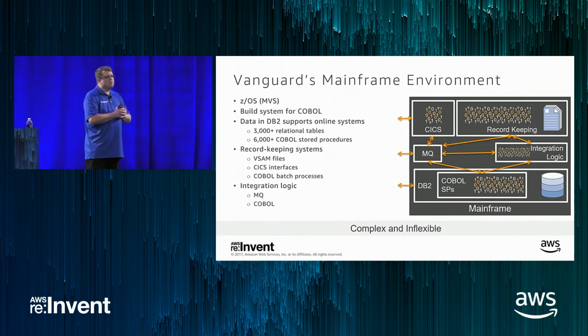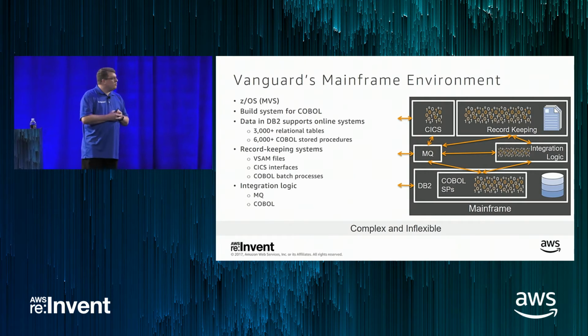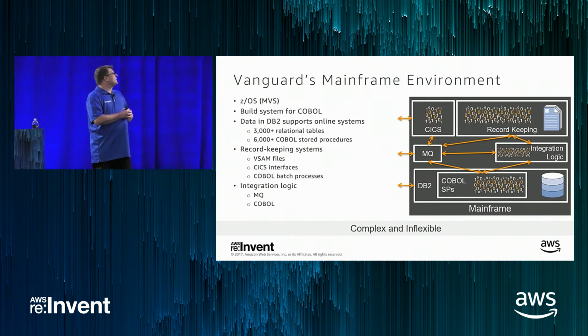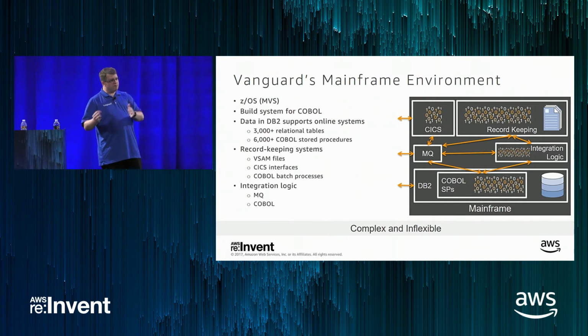Our mainframe environment really is the crown jewels of Vanguard. We're not running z/Linux. It's MVS-based. We have a build system for COBOL code and a version control system for it as well. And then DB2, which is the system that supports our system of engagement with our customers. There are at least 3,000 relational tables and 6,000 COBOL stored procedures in that system, which makes a trivial migration very difficult to achieve.